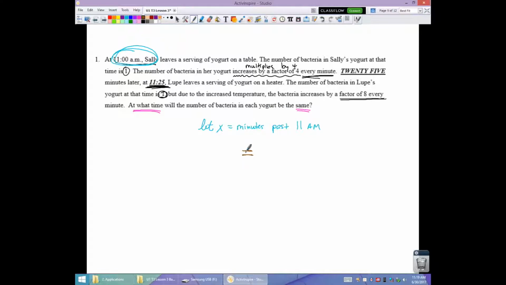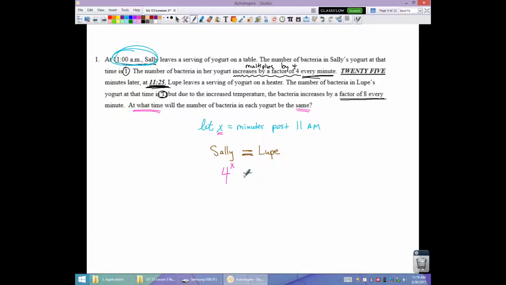Now, the equation here, with two sides: we want the two amounts of yogurt to be the same, to be equal. So one side is going to represent how much bacteria is in Sally's yogurt. The other one will represent how much bacteria is in Lupe's yogurt. Well, in Sally's yogurt, she starts with one bacteria, and it multiplies by 4 every minute. So multiplies by 4 is our indicator that this is exponential. Multiplies by 4, how many times? Well, I don't know, but every minute, so x minutes.